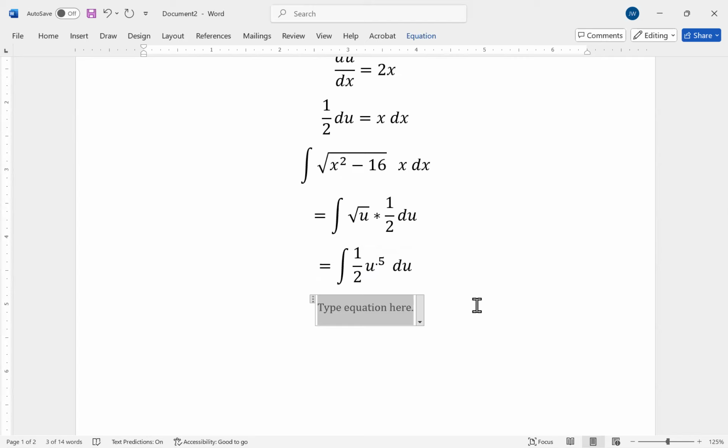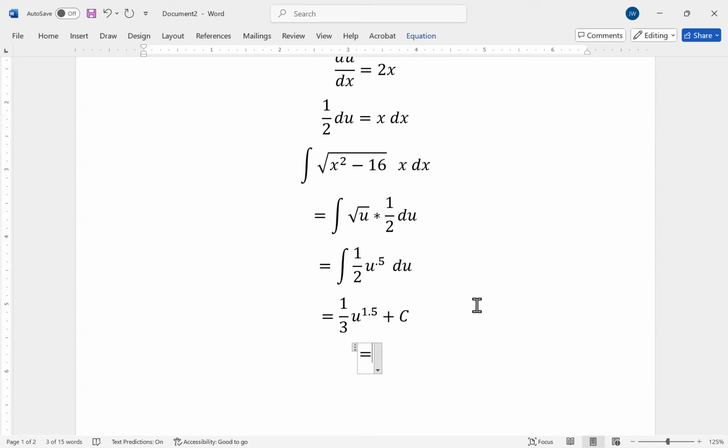As always, doing the antiderivative, we're going to add 1 to that exponent. So u to the 1.5 power. When I take 1/2 and divide that by 1.5, that's like multiplying the 2 times a 1.5 in the denominator. We get a 3. So 1/2 divided by 1.5 is 1/3. And so there you go. That's my antiderivative written with variable u.